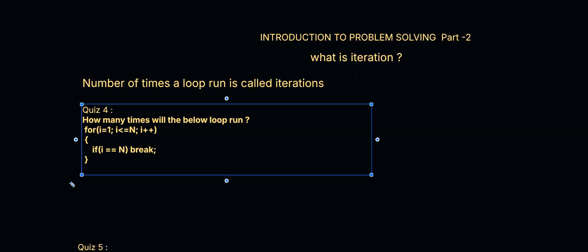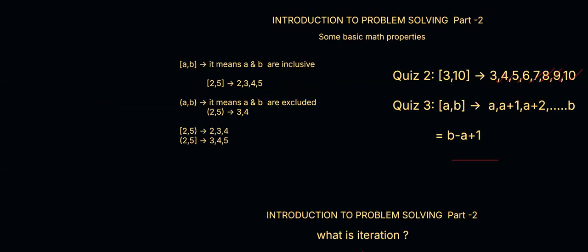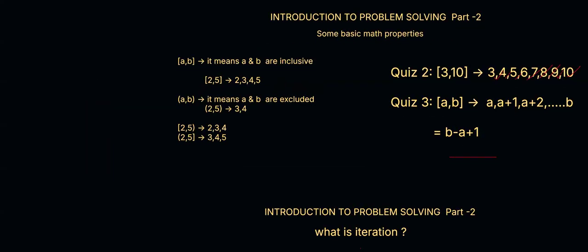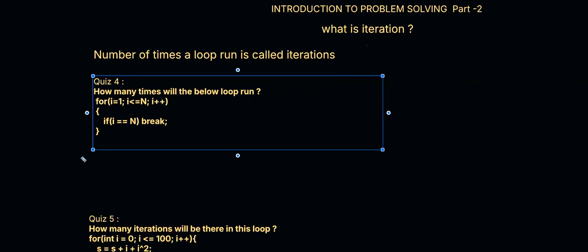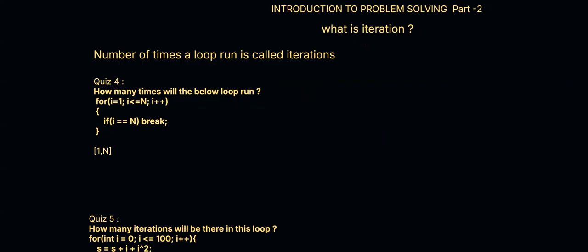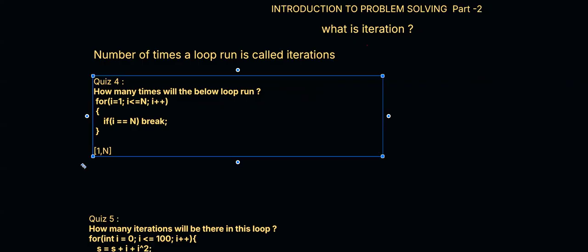One more thing: please don't answer directly. Please use this technique: inclusive and exclusive brackets. So here you can say this for loop starts from i equals 1 to i less than or equal to N. It will go till less than or equal to N. So i will start from 1 and it will go till N. Correct?